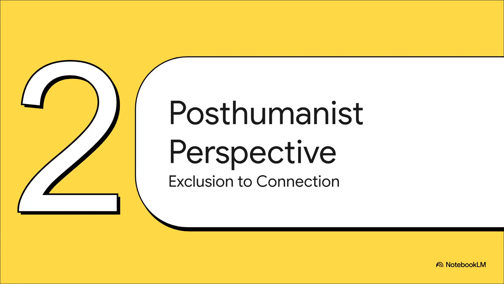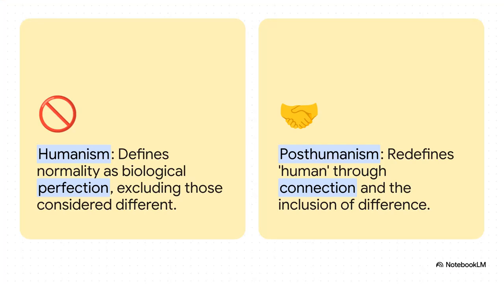Now, this is a perspective that really goes head-to-head with some of the older, exclusionary ideas of classical humanism. And the contrast here is just night and day. See, classical humanism often held up this idea of normal as being perfect, whole, and without disability. If you didn't fit that very narrow mold, you were seen as other or even less than. Posthumanism comes along and says, wait a minute. It doesn't try to erase our differences. Instead, it pushes us to redefine what it means to be human, focusing on our connections with each other and making space for everyone.